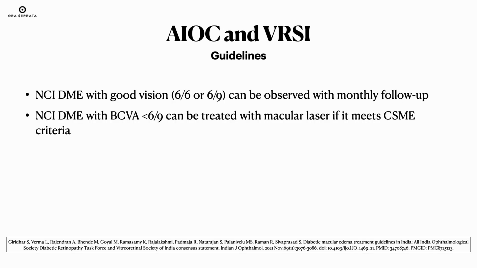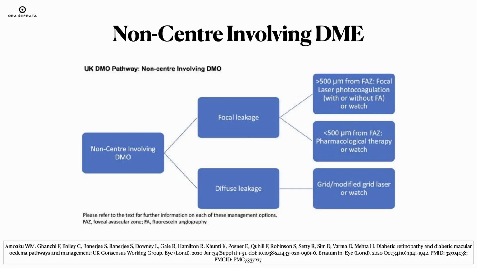So according to the guidelines, non-center involving DME which has good vision, either 6/6 or 6/9, can be observed. And non-center involving DME with BCVA which is worse than 6/9 can be treated with macular laser if it meets the clinically significant macular edema criteria. So when it is non-center involving DME, if there is focal leakage, we can perform focal laser, or if there is diffuse leakage, then we can go ahead with modified grid laser.